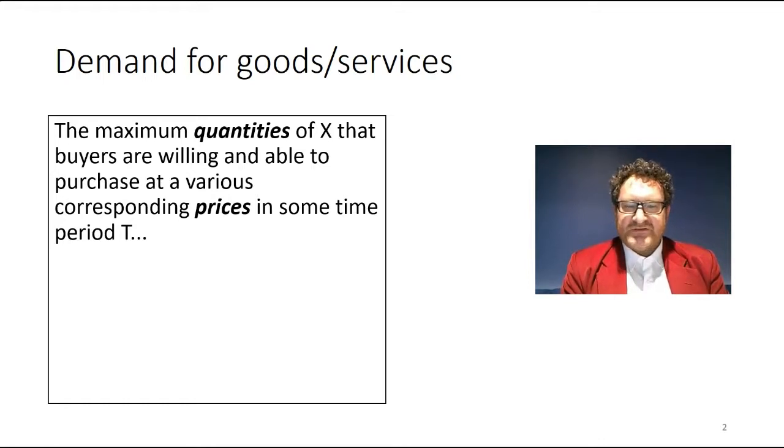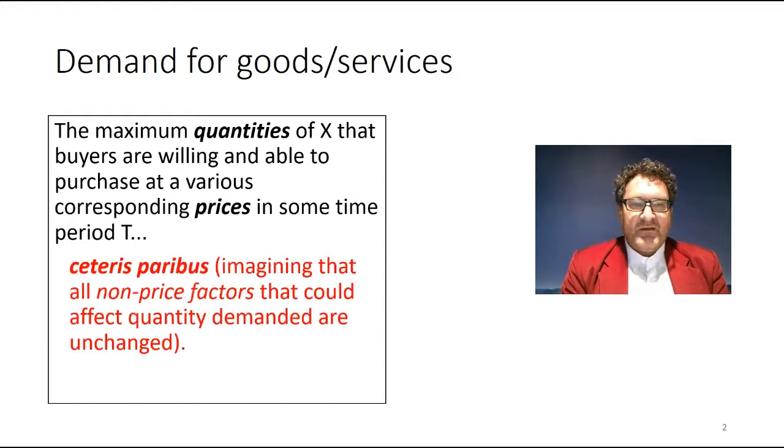Note here we're just talking about a relationship between prices and the maximum quantities that buyers would be willing and able to purchase. So we're holding constant all of the other factors which could conceivably influence the quantity demanded. So we're going to introduce, as part of our definition of demand, a ceteris paribus clause, that is, a holding all other things equal clause.